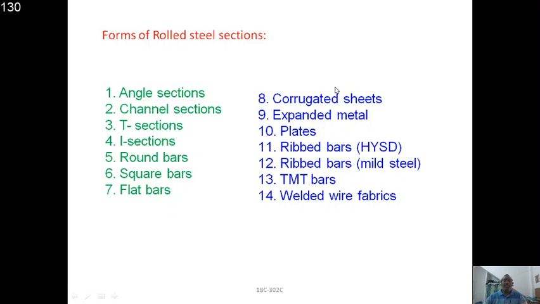The forms of rolled steel sections we discussed in the earlier sessions are angle sections, channel sections, T sections and I sections. Round bars we have seen, and square bars and flat bars were also discussed. But in this session, we are also discussing corrugated sheets, expanded metal, plates, ribbed bars, ribbed bars HYSD, ribbed bars mild steel, and TMT bars. Welded wire fabrics will also be discussed in this session.